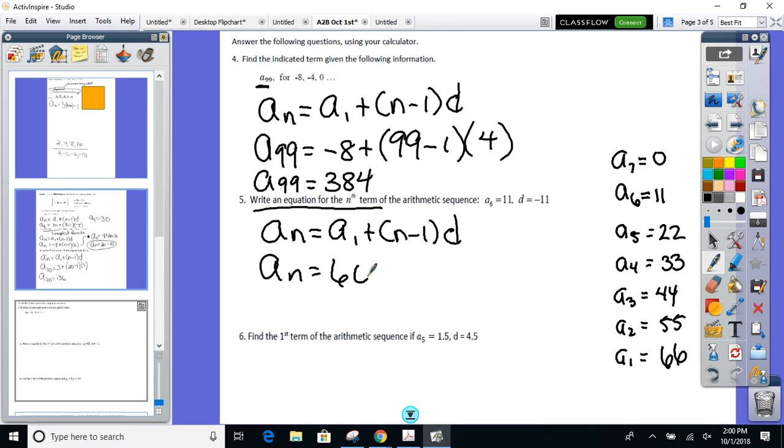So 66 plus n stays n. What's the d value here? Negative 11. And again, I appreciate it if you guys clean that up. Distribute negative 11 and add 66 for me.